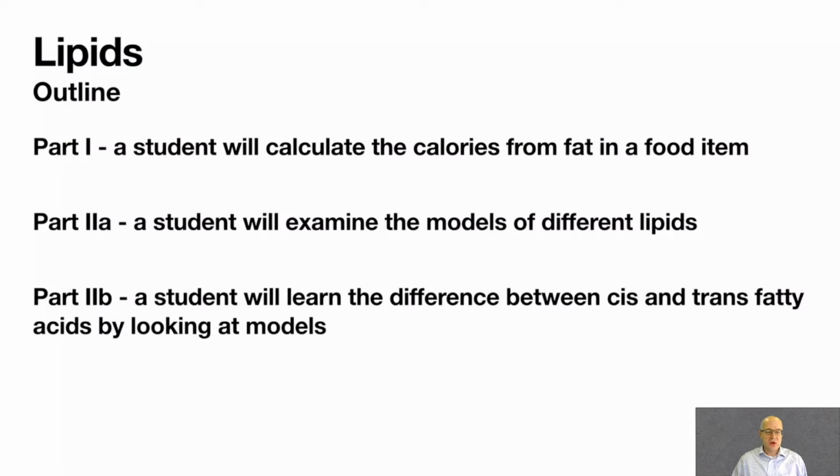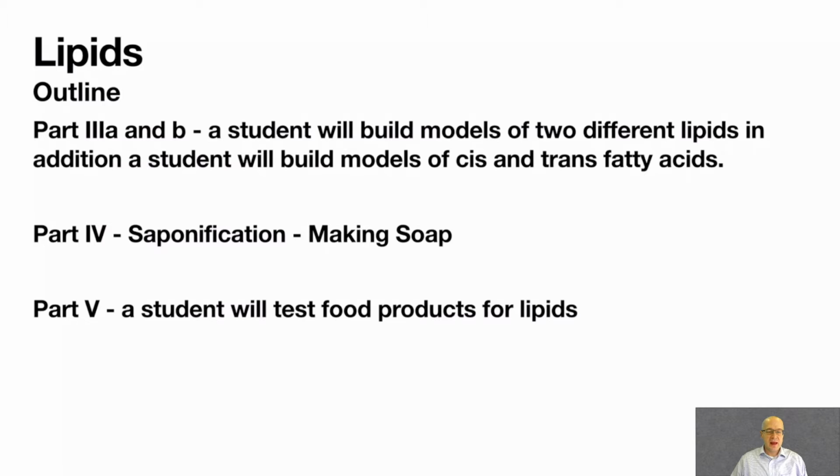In part 2A, a student will examine the models of different lipids. So I have a video for you where I've built some professional models of lipids. I just want you to look at them and draw them to get an idea how they look. In part 2B, we're going to learn the difference between cis and trans fatty acids, cis fats and trans fats, by looking at models that I've built. In part 3A and B, you're going to build your own models. You're going to pick two different lipids and build them with your candy model kit. You're also going to build an example of a cis fat and a trans fatty acid. That way you can really see the difference, hold it in your hand, the difference between the two fats.